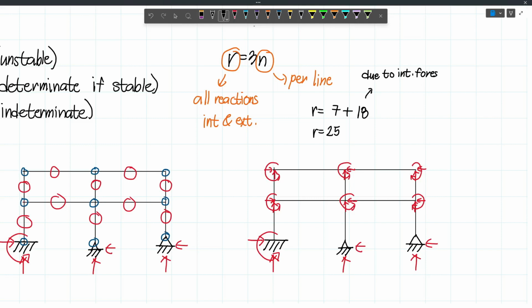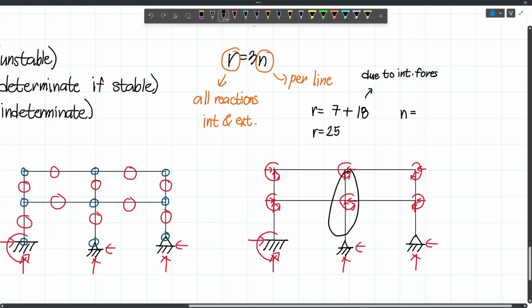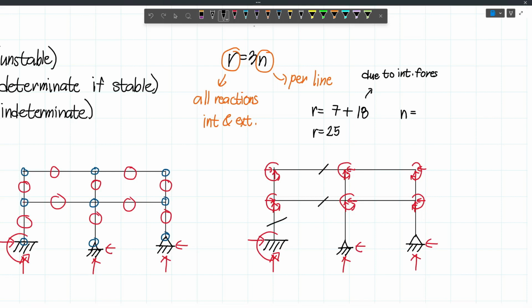And then, sir, pila man natong n, sir? Ang atong n kay again per line. So kani siya usa ra na siya member. And then kani pod usa ra na ka member. And then kani pod siya usa ka member, and kana pod usa ka member. So balik atong total number of members kay 1, 2, 3, 4, 5. So our n will become 5.